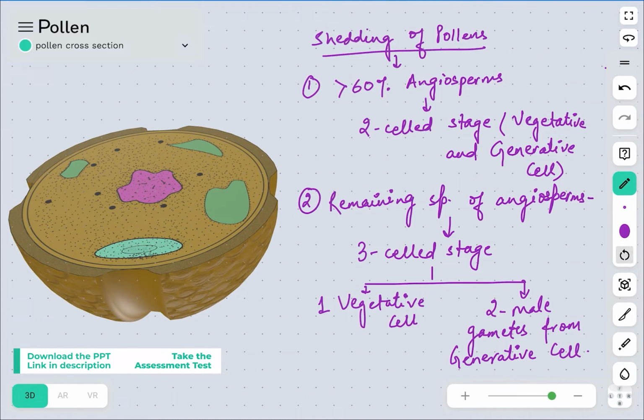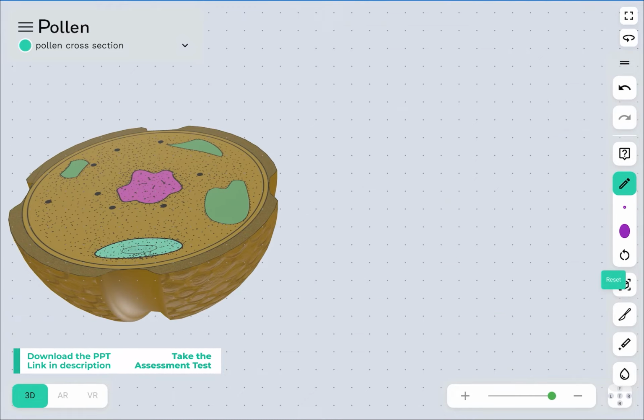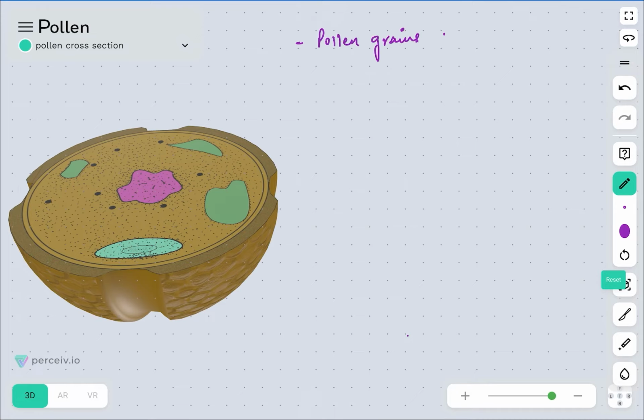Alright, now apart from that, pollen grains are very minute in size, so they are also responsible for causing severe allergies in humans. So pollen grains also cause allergies, and those allergies ultimately lead to various kinds of diseases like asthma, bronchitis, etc. in humans.